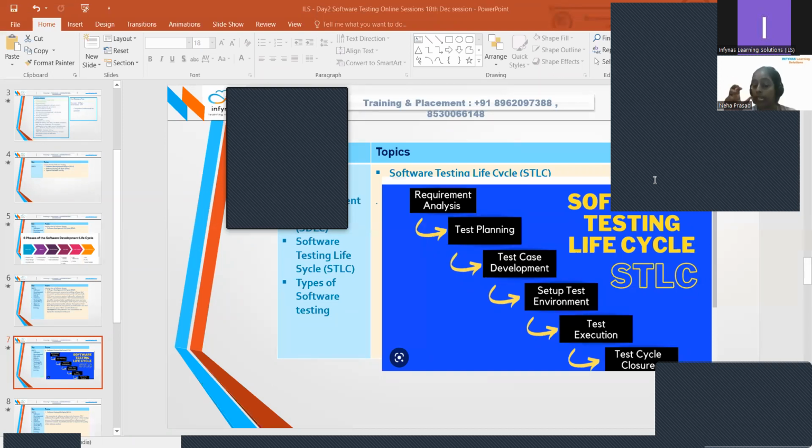Then we will move on to our final phase, which is the test closure phase. Which is the test closure phase. What will the test closure phase say?